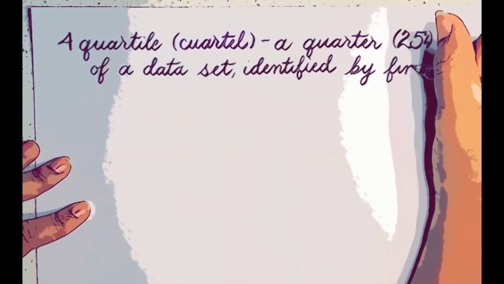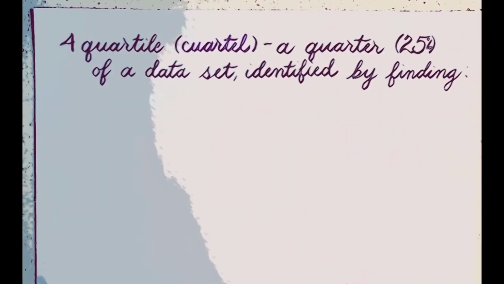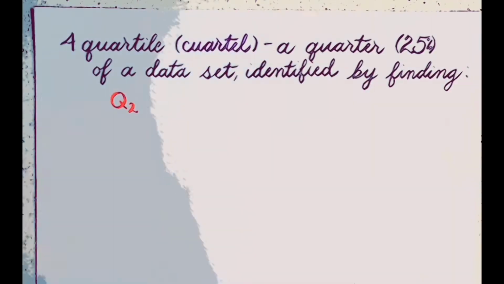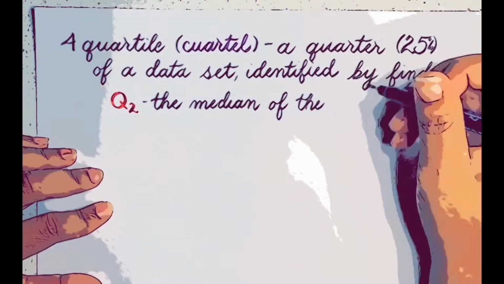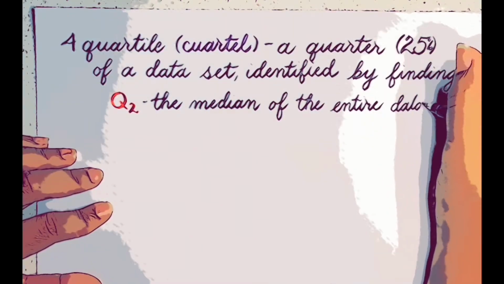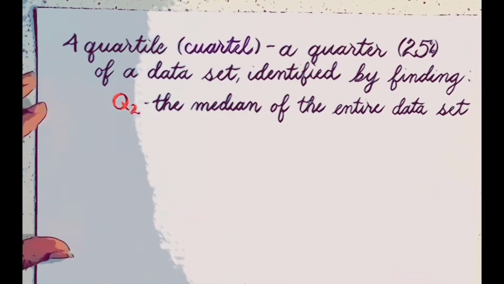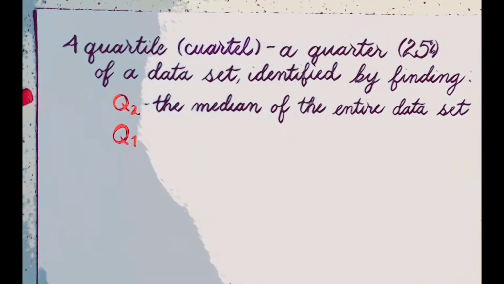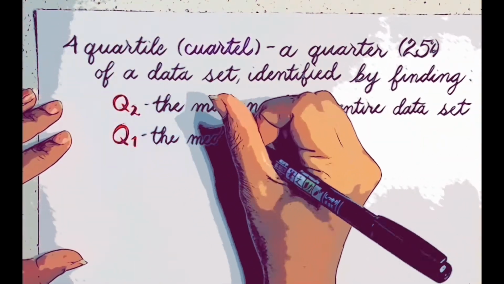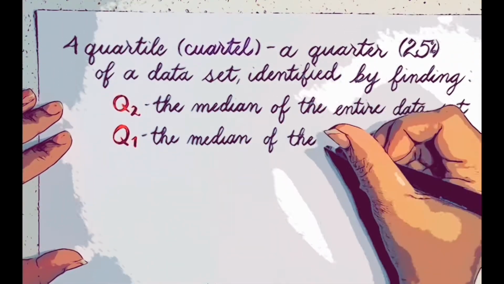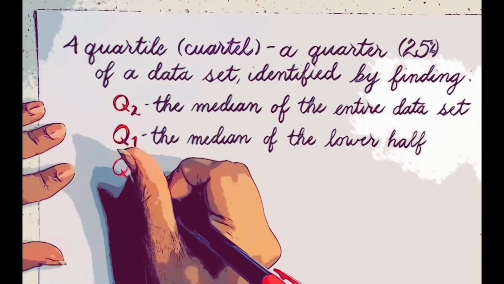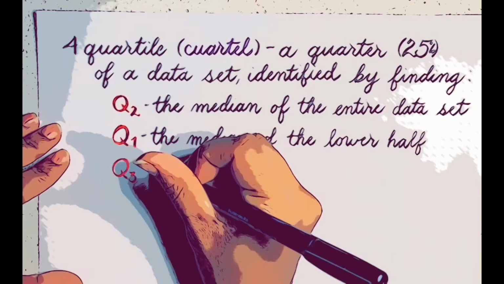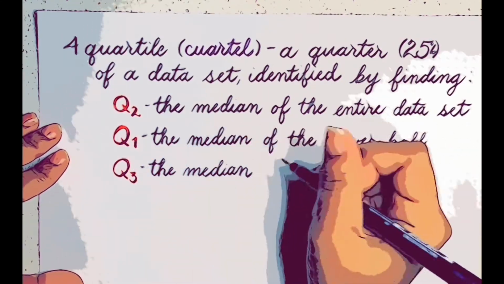So the first median, Q2, is the median of the entire data set. Q2 es la mediana del conjunto de datos entero, okay? Q1 is the median of the lower half, la mediana de la mitad inferior. And then Q3 is the median of the upper half, la mediana de la mitad superior.